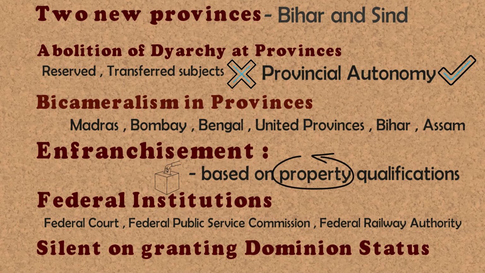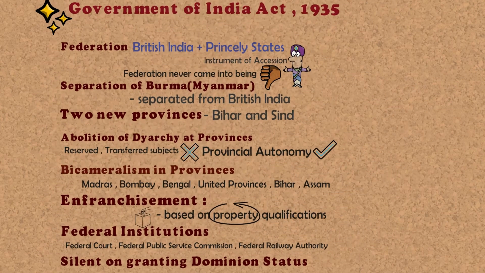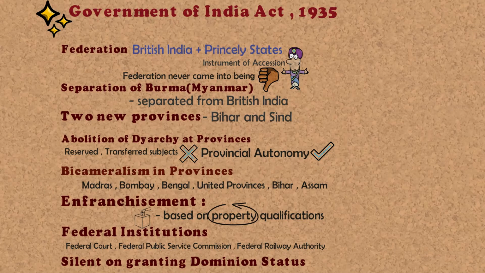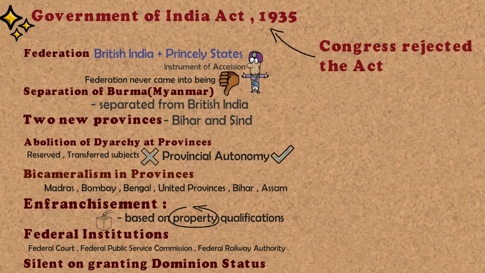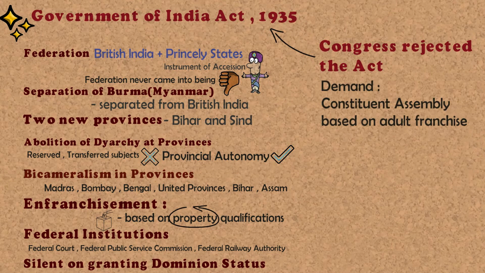The Act was, however, silent about the dominion status. So how did the Congress respond? The Congress rejected the Government of India Act 1935. They demanded electing a Constituent Assembly based on adult franchise to frame the new Constitution of India.